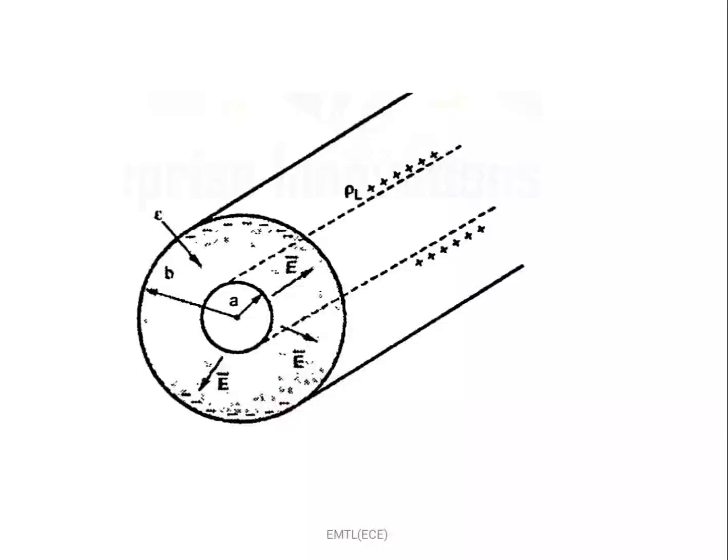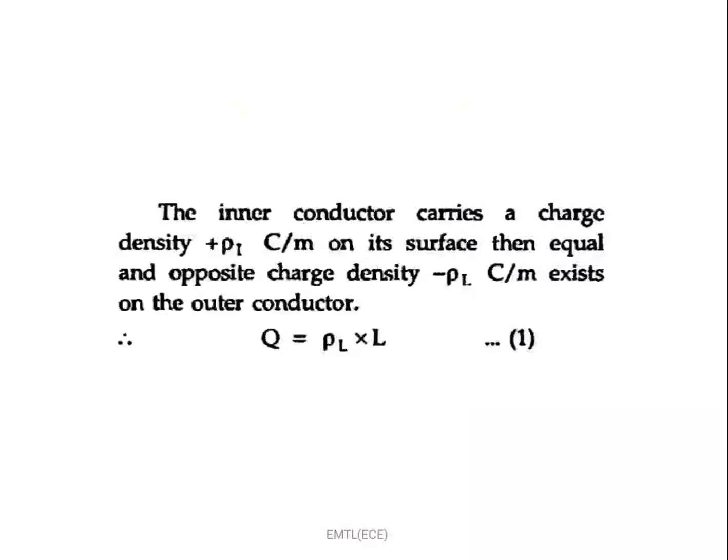Now the electric field intensity and the charge expressions are as follows. The charge expression is taken as a line charge. Here the inner conductor carries a line charge density rho L coulomb per meter and the outer surface carries a charge density minus rho L coulomb per meter. So the charge expression for this case is equal to rho L.